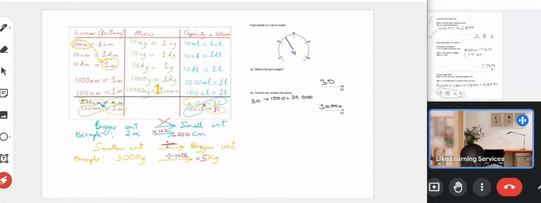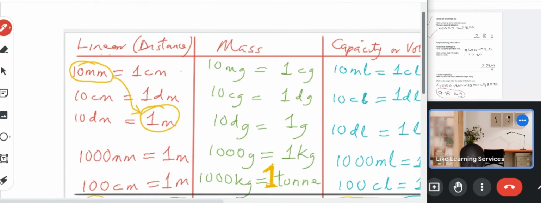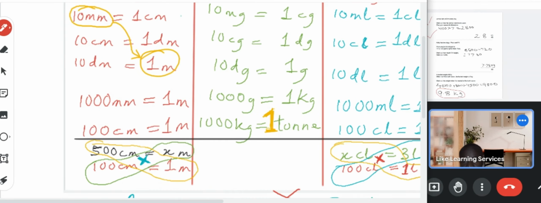How come I didn't write that one? Let me just indicate it here. There's something I skipped, but I'm happy that you know that. 1,000 meters. Just a moment. 1,000 meters equal to 1 kilometer. I don't know why I skipped that one.